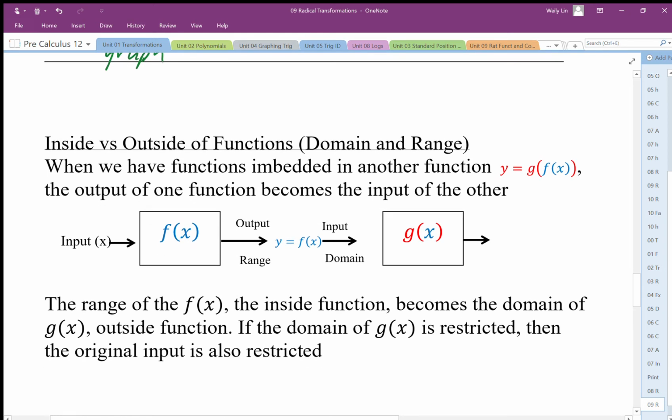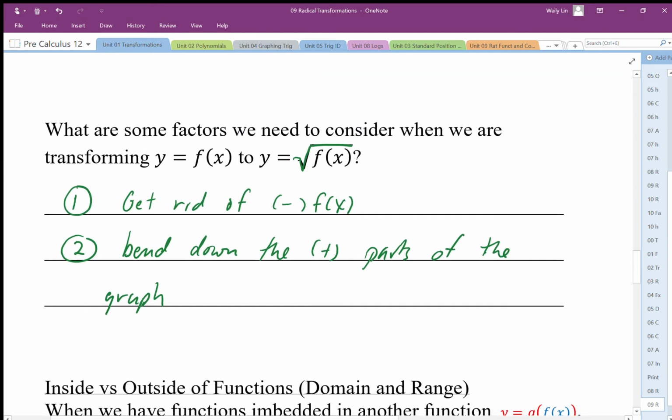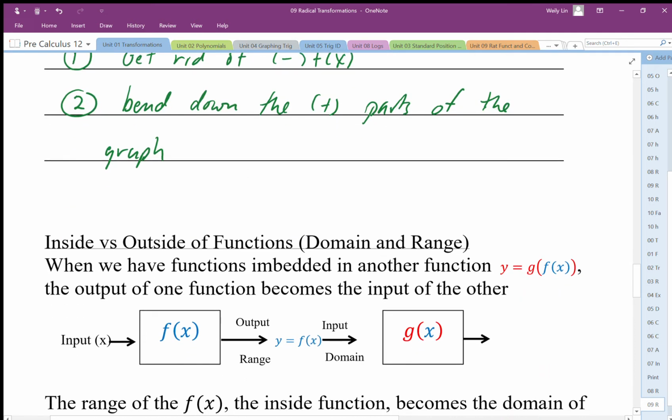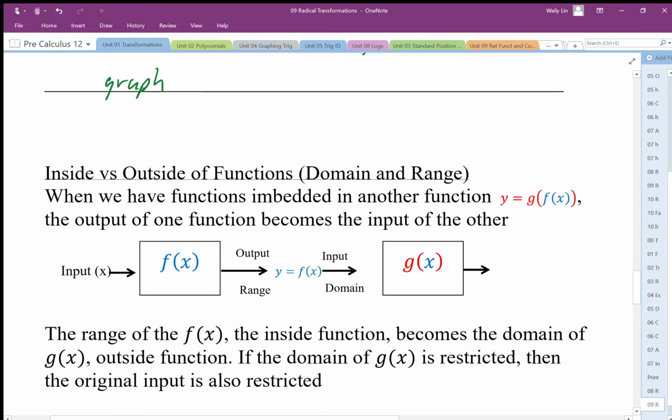Okay, so we have an outside function, which is our square root, and the inside function is our f of x. And this becomes this composition of functions or embedded functions. And how it works is that what we have is our input. Our input goes into the first embedded function, the inside function, the f of x, and then we get an output, and that output then becomes the input for the outside function. In this case, it's g.